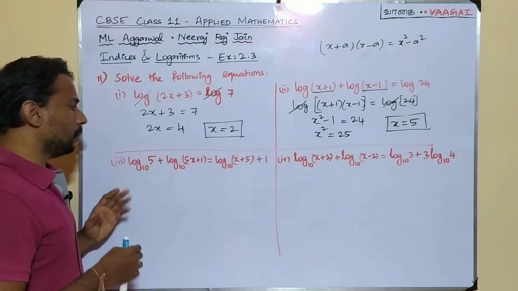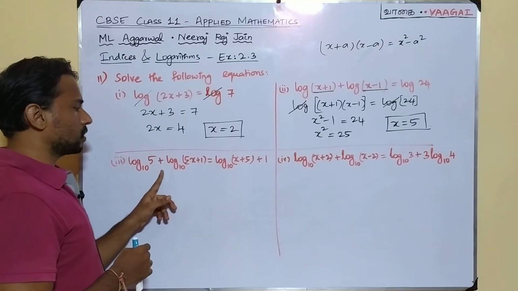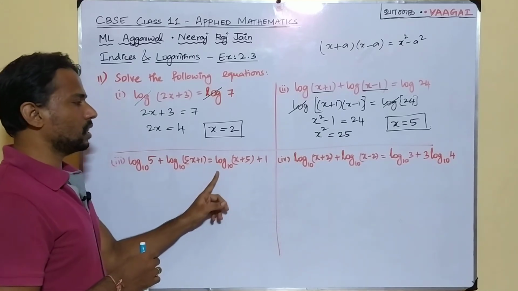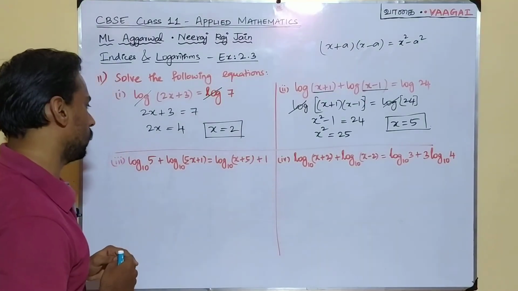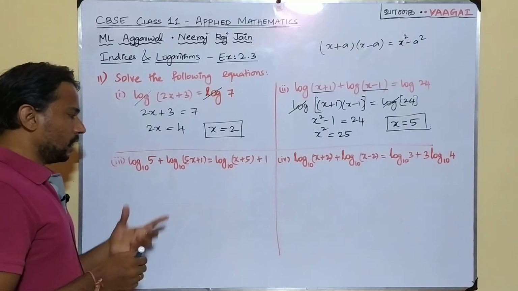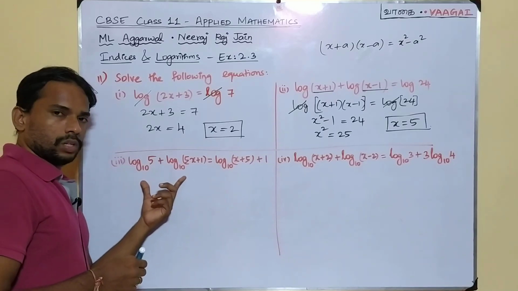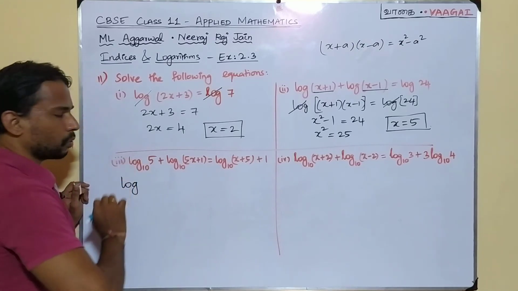Okay, all right. Coming to the third subdivision, here we have what? Log 5 to the base 10 plus log of 5x plus 1 to the base 10 is equal to log of x plus 5 to the base 10 plus 1. This is what we have. Fine. Okay. All right. So now if you see, on the left hand side I can use the product rule, right? So if we come to use the product rule, what happens?